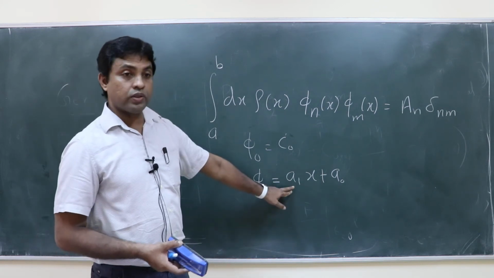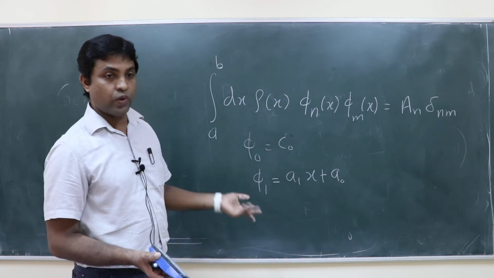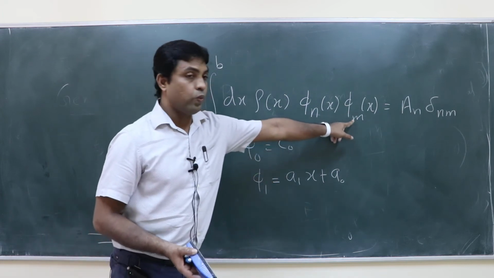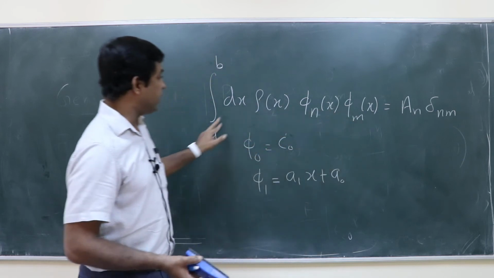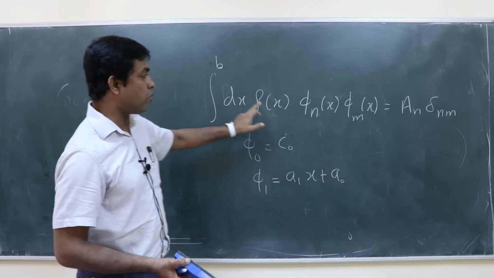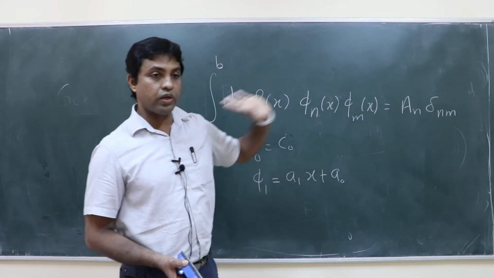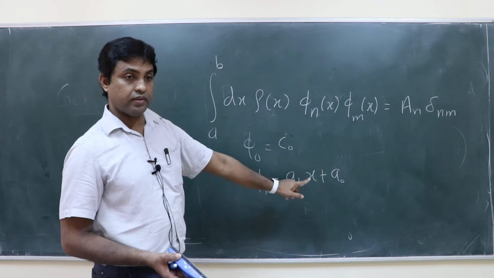I have two unknowns, right? So I should have two equations to solve. How do you get the first equation? You put n is equal to m is equal to 1 in this. So I get an equation: integral a to b dx rho of x phi 1 of x square equal to a1, which is already given. So I get one equation from that.